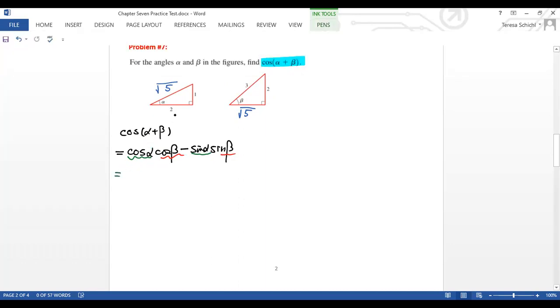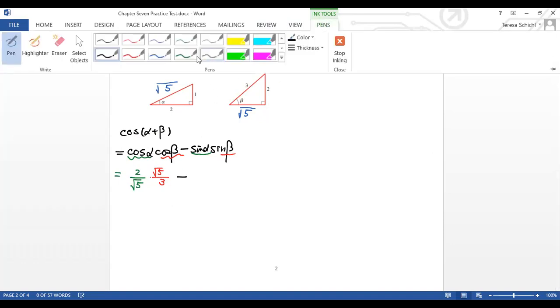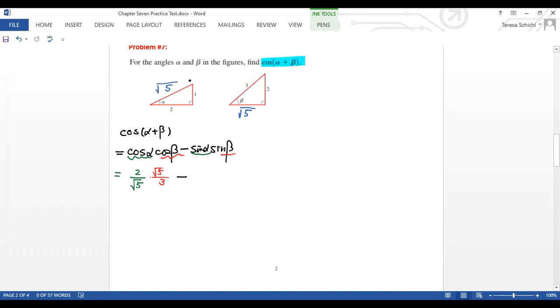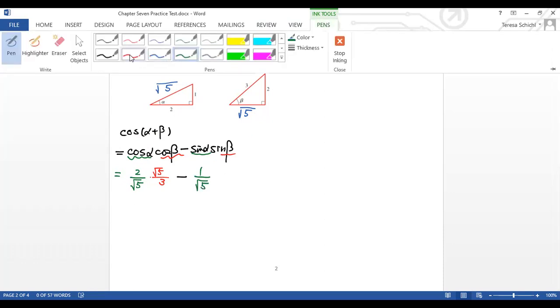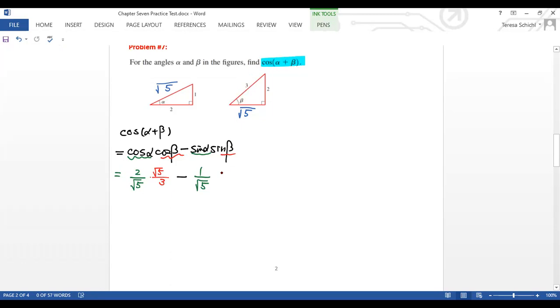So cosine alpha, adjacent over hypotenuse. So it's 2 over the square root of 5. Then cosine beta, beta is here, right? So it's adjacent over hypotenuse, so times adjacent over hypotenuse, right? And here you have a minus. Sine alpha is related to the green one. Sine is opposite over hypotenuse. So it's 1 over the square root of 5. Then sine beta, beta is opposite over hypotenuse here.